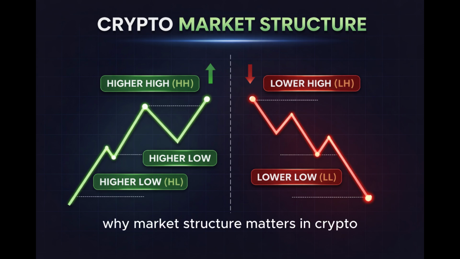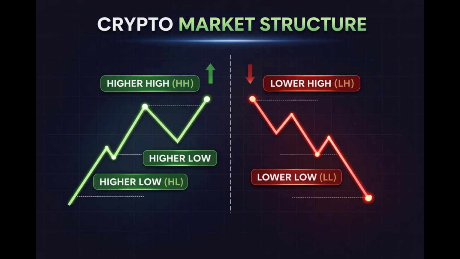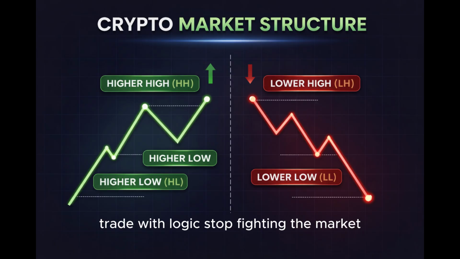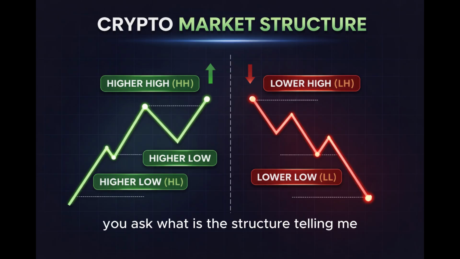Why does market structure matter in crypto? Crypto markets are volatile, emotional, and news-driven. Market structure helps you avoid emotional trades, trade with logic, and stop fighting the market. Instead of guessing, is this coin cheap? You ask, what is the structure telling me? Structure is greater than indicators.